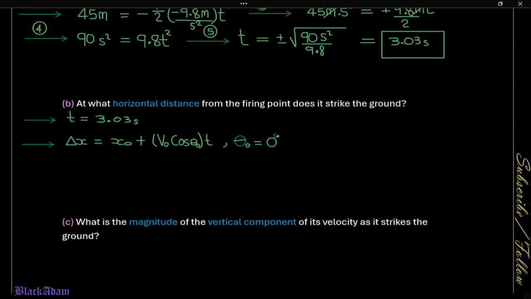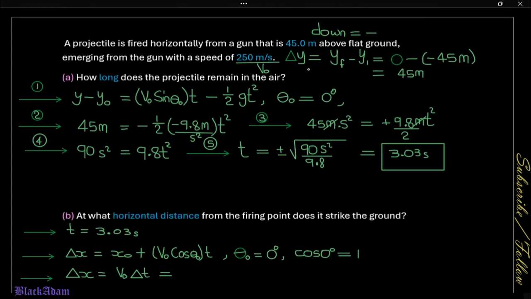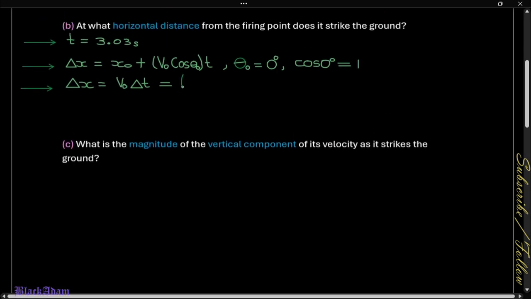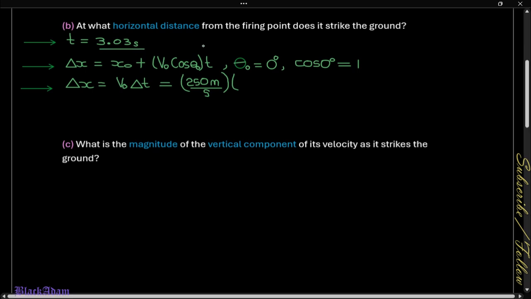The initial theta is 0 for the horizontal direction, and cos 0 degrees is equal to 1, so we have v initial. The initial position was not given, so we take it as 0. So the change in x is going to be initial velocity multiplied by t. The initial velocity we are given is 250 meters per second, and the time we just calculated is 3.03.